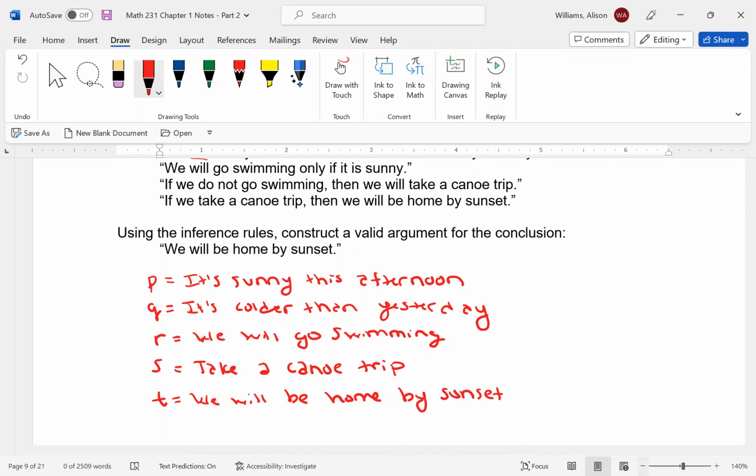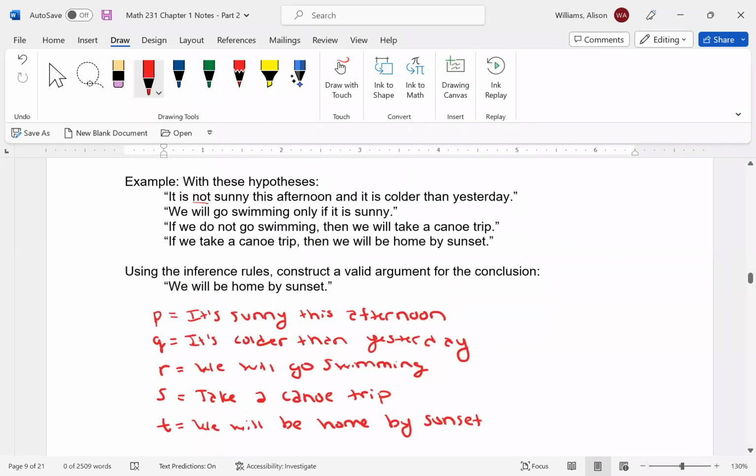Using these labels, I'm going to zoom out just a smidge just so I could do this. I'm going to write these then in premise form. So this first one is going to be not P and Q. We will go swimming only if it's sunny. So that's saying that when it's sunny, we'll go swimming. So that's actually going to be the form R implies, no, only if it's sunny. We go swimming only if it's, so I think that's going to be P. Yeah, I'm thinking that's P implies R.